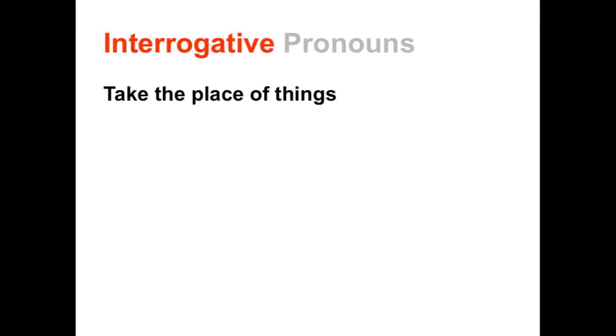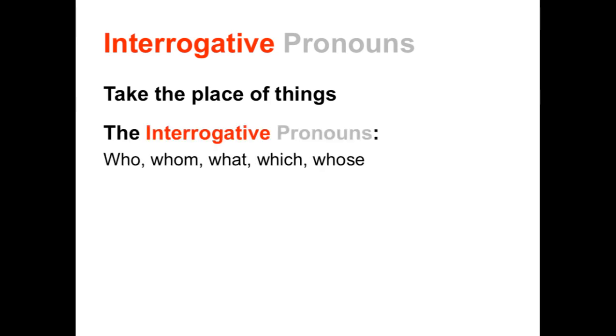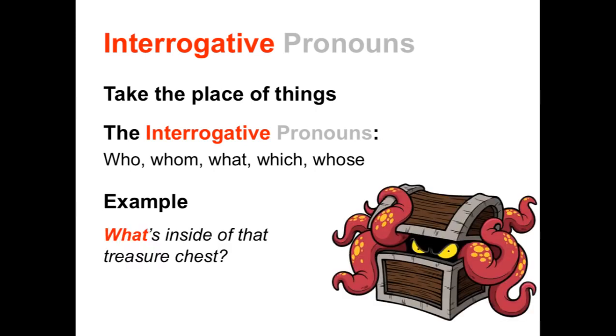Interrogative pronouns. Interrogative pronouns take the place of people or things and ask a question. Here are the interrogative pronouns: who, whom, what, which, whose. And here's an example of a sentence using an interrogative pronoun. "What's inside of that treasure chest?" The speaker here is asking a question about an unspecified thing. The word what is taking the place of whatever is inside of that treasure chest. We don't know clearly what it is, and it's also being used to ask a question. When these pronouns are being used to ask questions, they are considered interrogative pronouns.